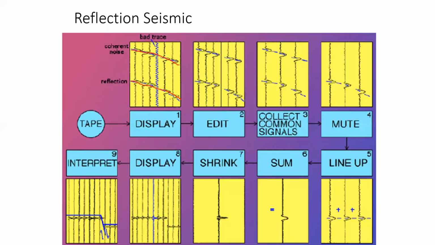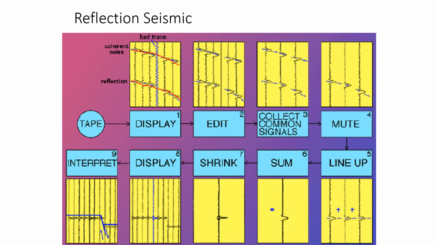Since these are reflections, as we discussed in the previous sessions, reflections are always hyperbolic. As we move away from the shot point towards the offset, the distance increases and the time of signal recording also increases. Because of that, the reflection data looks like a hyperbola.